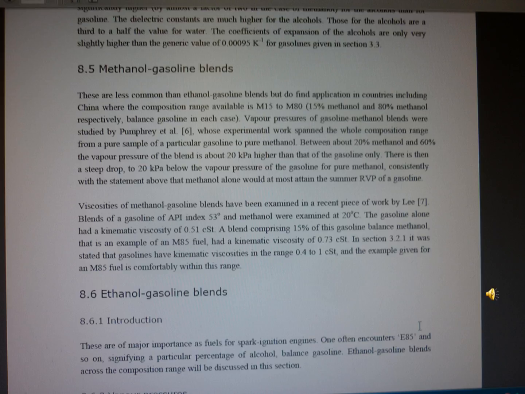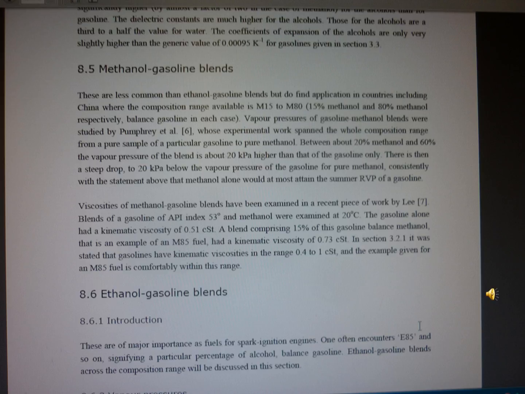Then, talking about methanol and gasoline blends. These are less common than ethanol gasoline blends, but do find application in countries including China, where the composition range available is M15 to M80. This is 15% methanol and 80% methanol respectively. The balance is gasoline.